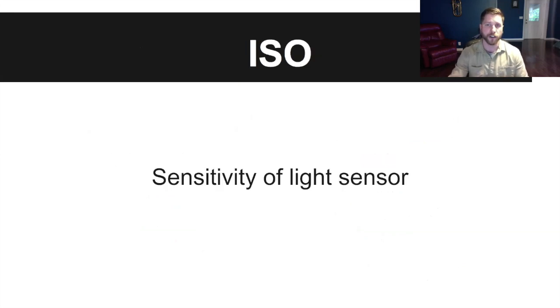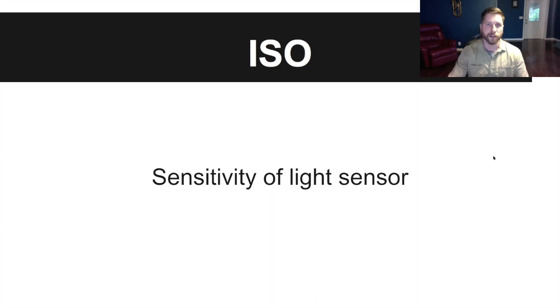So the first one we're going to talk about is ISO. ISO relates to the sensitivity of the light sensor that's actually in your camera. Now with film cameras, this is relating to the sensitivity of the film itself. So different film is made with different sensitivities, kind of like different people have different sensitivities to light with their own eyes. So think of ISO as the amount of sensitivity that you have to light.